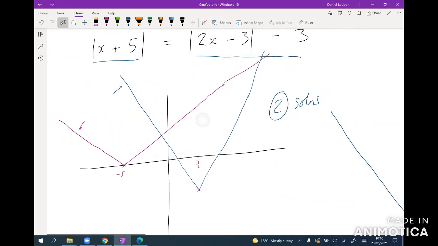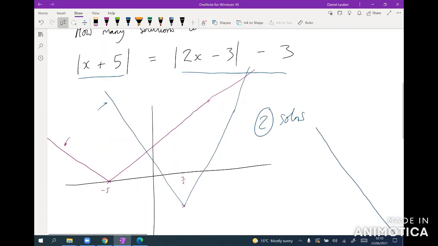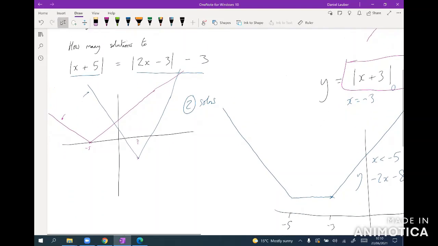You can get an idea for roughly how big they are. And okay, so then using that, let's just make a small twist on the question, which for a lot of people would make this extremely annoying. If instead of how many solutions, it asked for what values of x is x plus 5 less than 2x minus 3 minus 3.